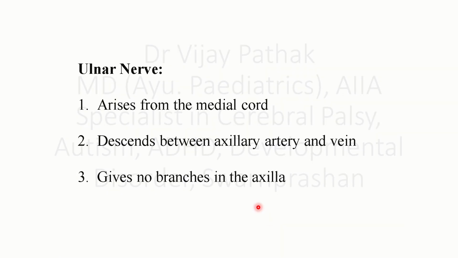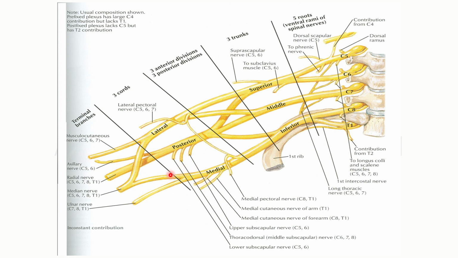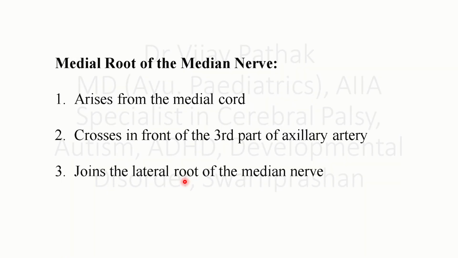Ulnar nerve. The ulnar nerve also arises from the medial cord and gives no branch in the axilla. Medial root of the median nerve. The medial root of the median nerve arises from the medial cord and joins the lateral root of the median nerve to form the median nerve.